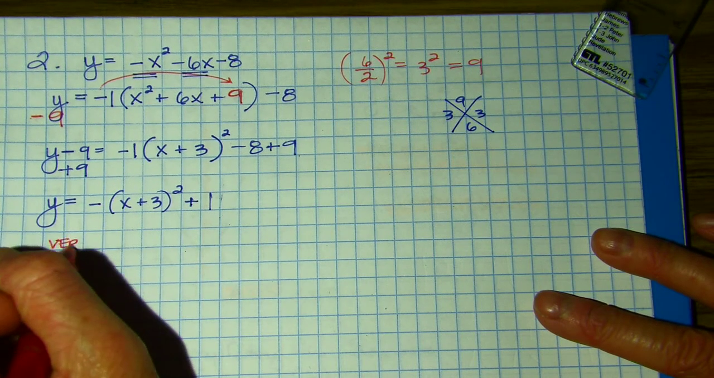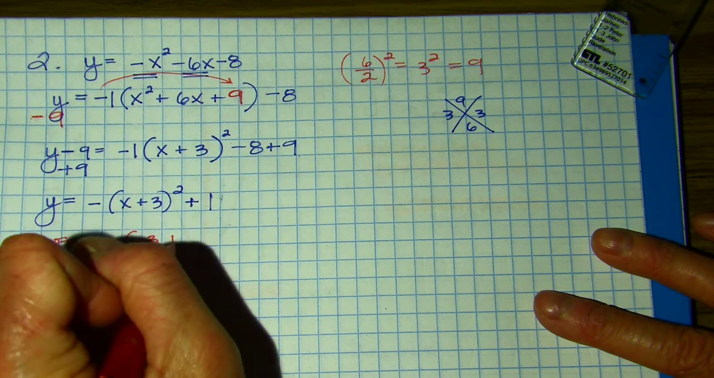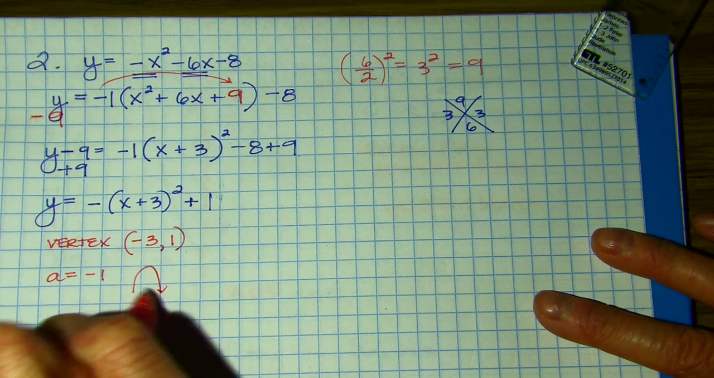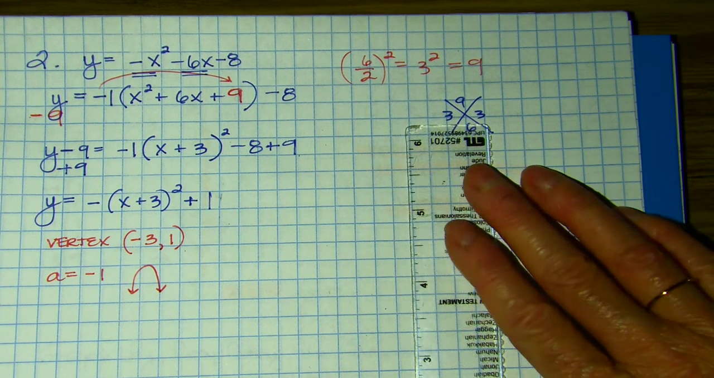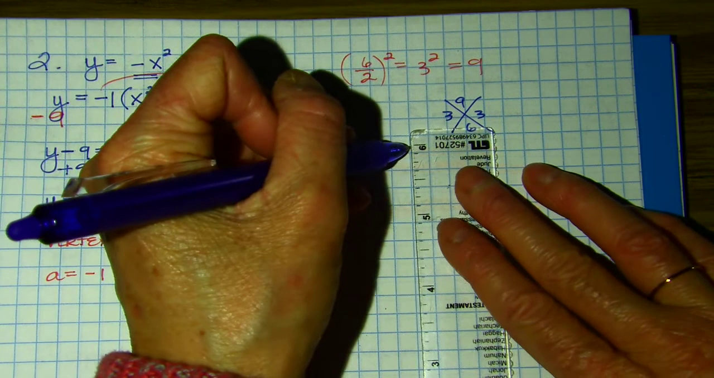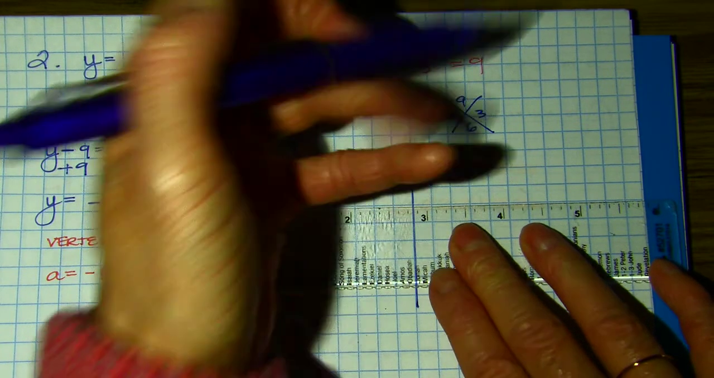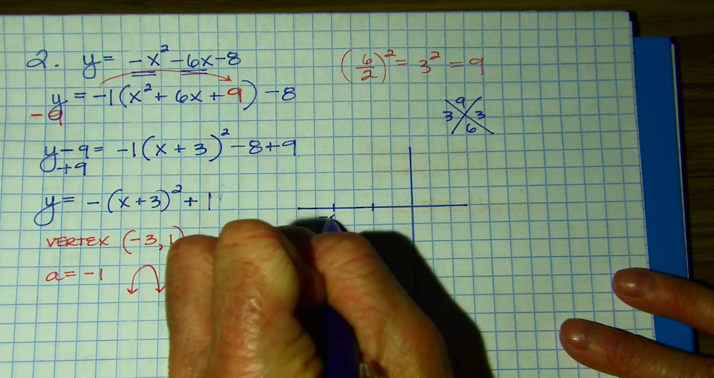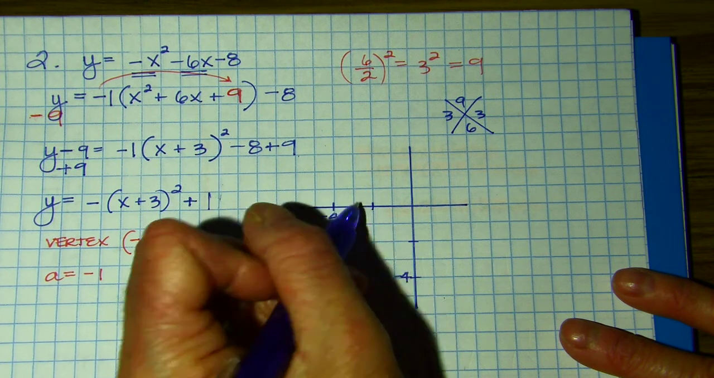So let's go over a couple things. Let's talk about our vertex. It should be the opposite of what's on the inside, and the 1. A is a negative 1, so my graph points down because that is negative. So, using this, here is my graph. Notice I left room on the left because my vertex is negative. So I have a vertex at negative 3, 1.